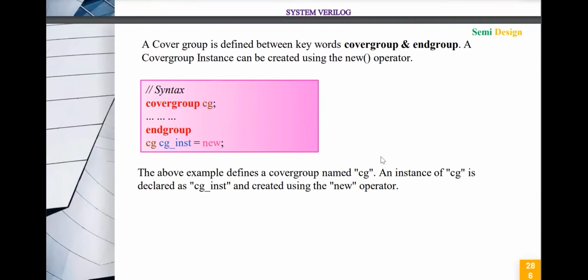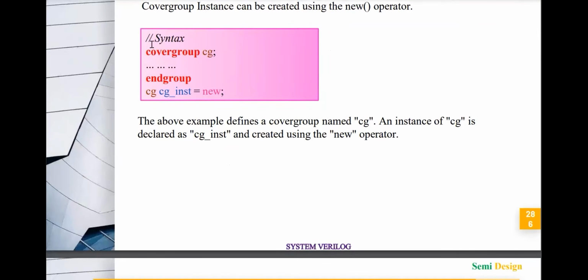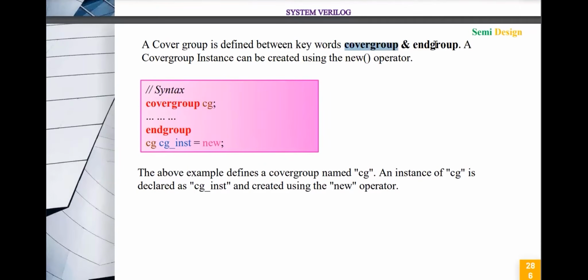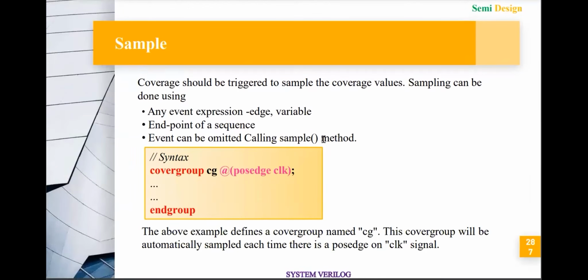Syntax-wise, a covergroup is defined between the keywords covergroup and endcovergroup. So this is the covergroup, named CG, and endcovergroup. That we are creating here, and we need to run that. What is meant by sample? Whatever covergroup we have created, we need to sample it, for example at the rate of posedge clock, if you trigger it with respect to the clock or with respect to events.